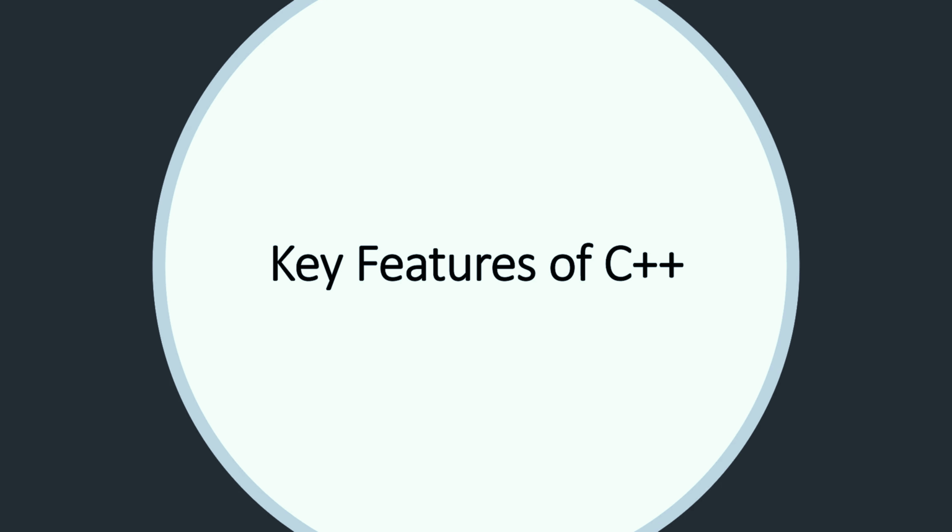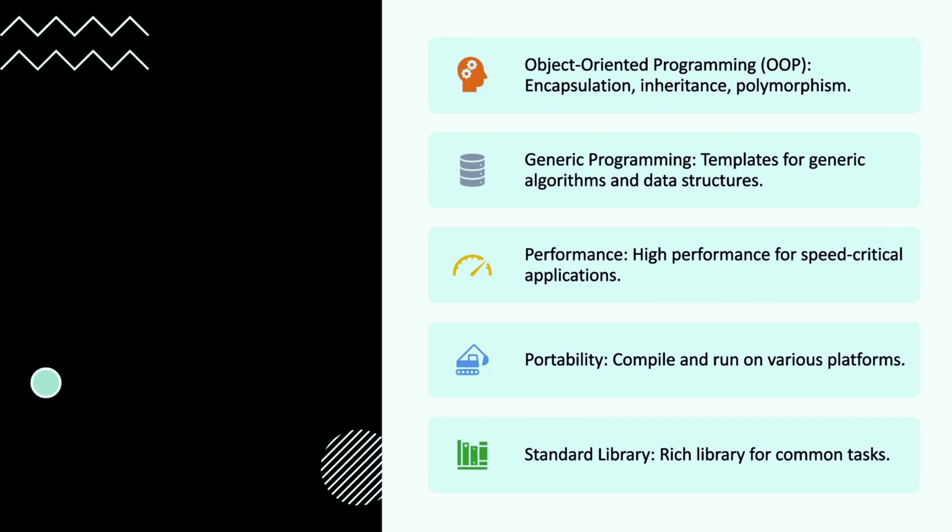Okay, now let us discuss briefly some key features of C++. The first feature is object-oriented programming, or OOP. C++ supports OOP principles such as encapsulation, inheritance, and polymorphism, allowing you to organize and structure your code efficiently.